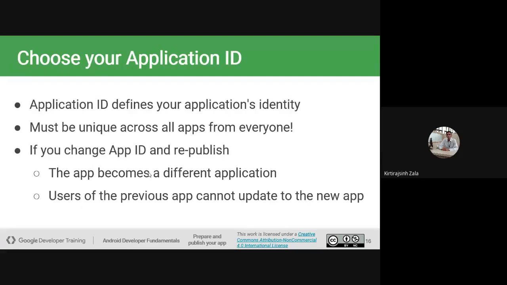Application ID identifies or defines your application's identity. It must be unique across all the applications from everyone. If you change the application ID and republish, the app becomes a different application. If you change your application ID and republish the same application, then your application becomes a different application. So a user of the previous application cannot update to the new application.